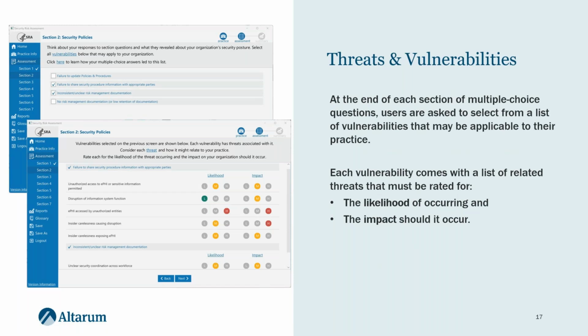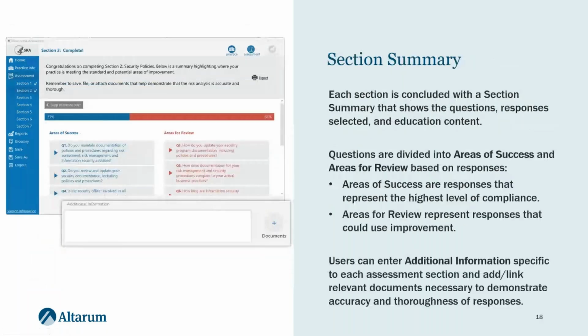Once you've completed all these ratings, you'll click Next, and you'll see the section summary. The section summary is shown at the end of each section, and it shows each of the questions presented and the responses you selected. It also provides the education content related to those responses.